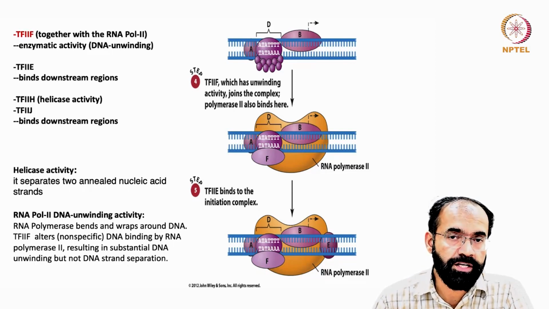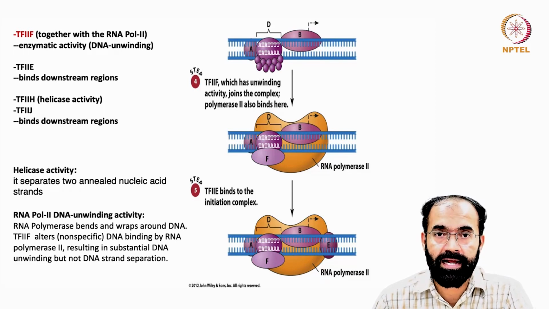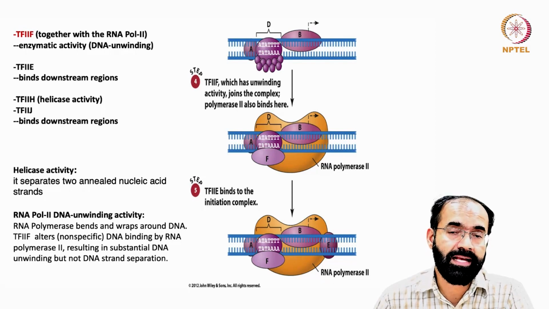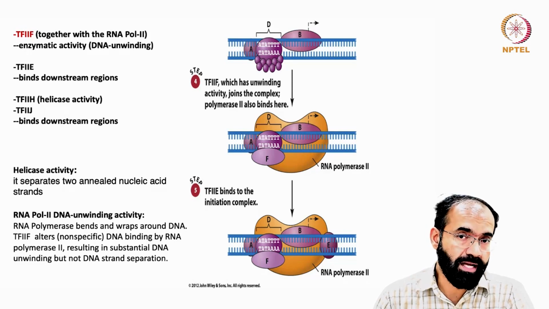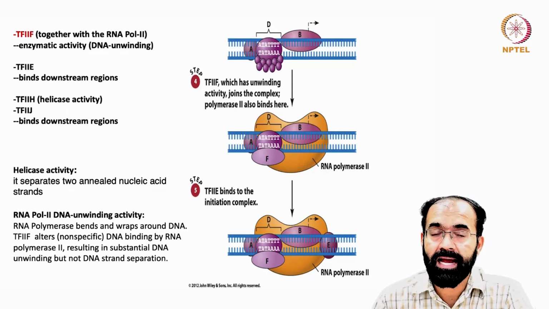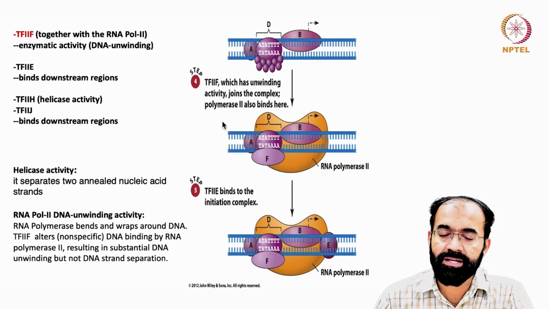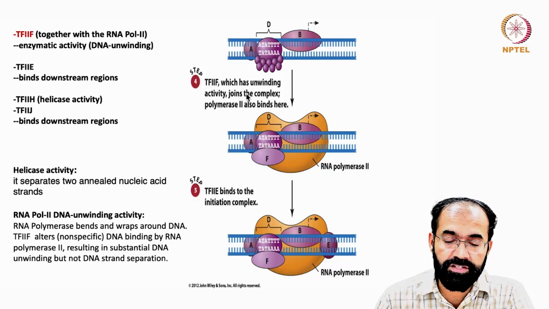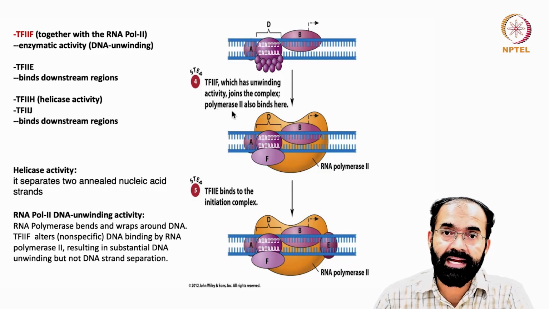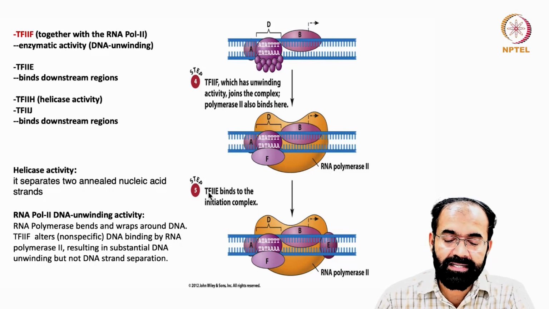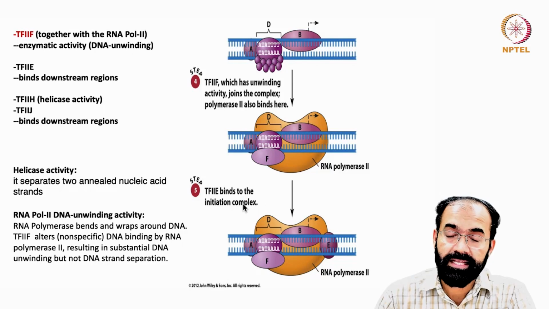So like we already know, DNA is not like a railway track. Although it is double stranded, it's not like a railway track. It is bent around like a spiral staircase. So you have to unspiral it so that it will look like a railway track, and now the strands have to be separated. So that is what happens as step 4, TF2F joins, and that unwinding activity is very important for polymerase 2 to initiate, and then TF2E binds to the pre-initiation complex.